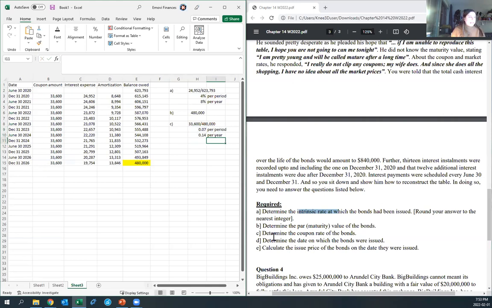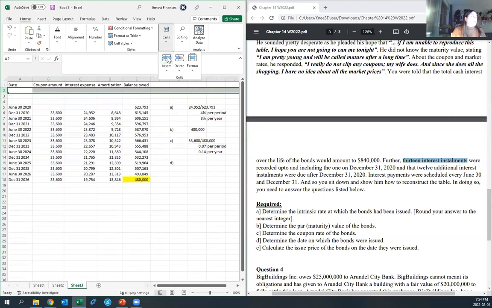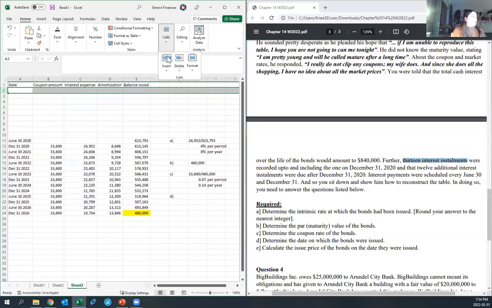Then they say to find the issuance date of the bonds. So we know that the number of periods is 25, and how we know that is that they said here that there were 13 interest installments up to December 31st, 2020. That's 13 plus 12 additional, so plus 12. So technically, if I go here, I should add 11 lines. 1, 2, 3, 4, 5, 6, 7, 8.